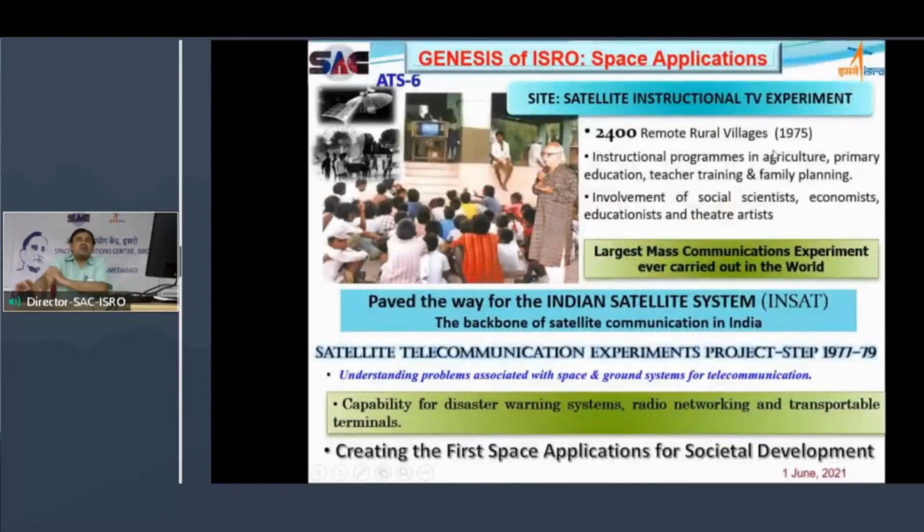So now coming to our satellite communication, this is how we started in 1975 when our Space Application Center started working on various applications. So this was the first program. 2,400 remote rural villages were set up with the satellite instructional TV experiment.